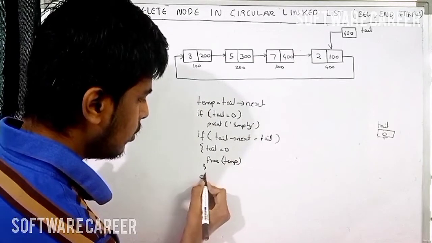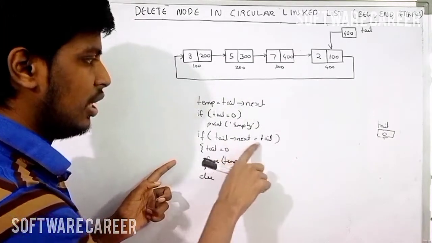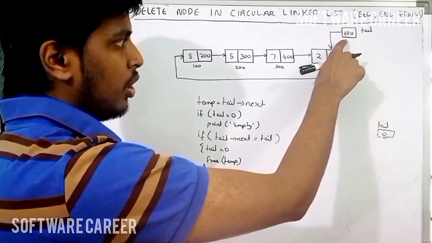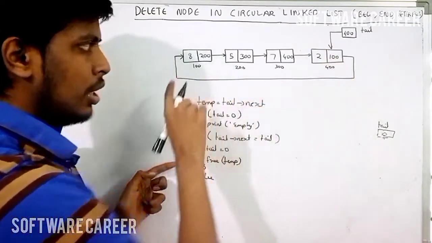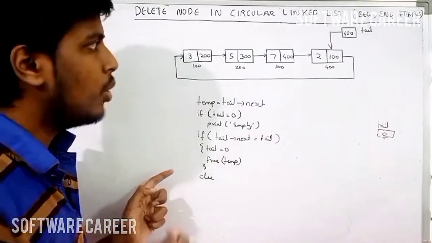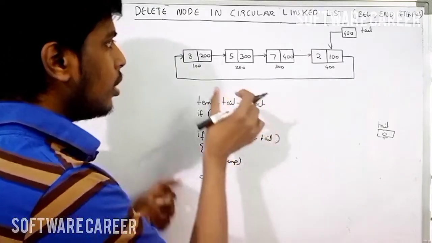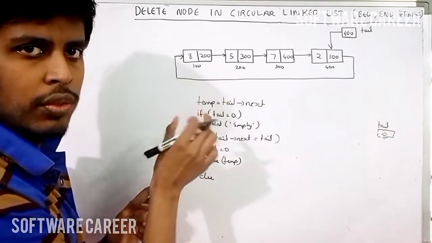See, I'm checking the condition whether tail next equals tail. Tail is 400. 400 next is 100. So there is more than one node. Now how do you want to delete?